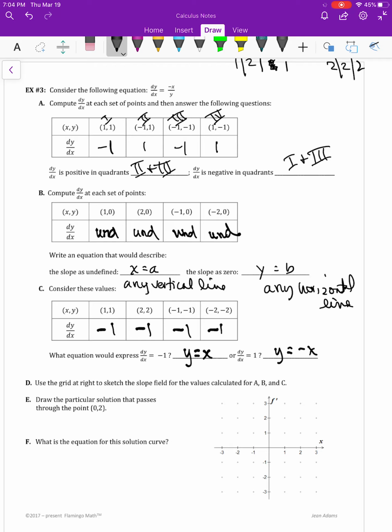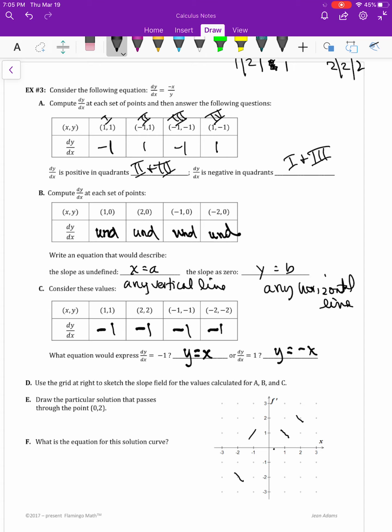So they want us to take those values that we calculated and put them at 1, 1. They want us to do a -1 slope. And at -1, 1, they want us to do a +1 slope. And the slope is undefined everywhere where your y value is 0, so that would be all along here on the x-axis. And then we had 2, 2 with a -1 slope, and -2, -2 with a -1 slope.